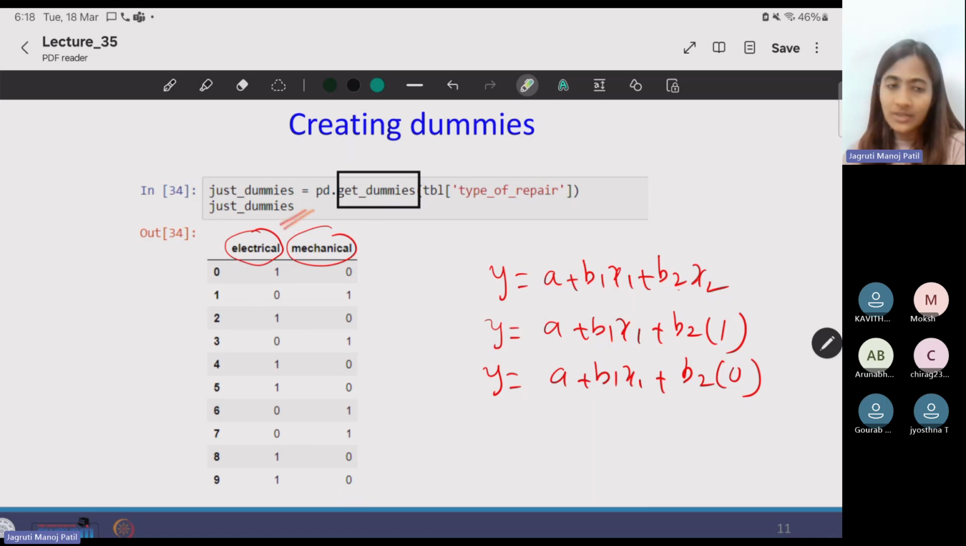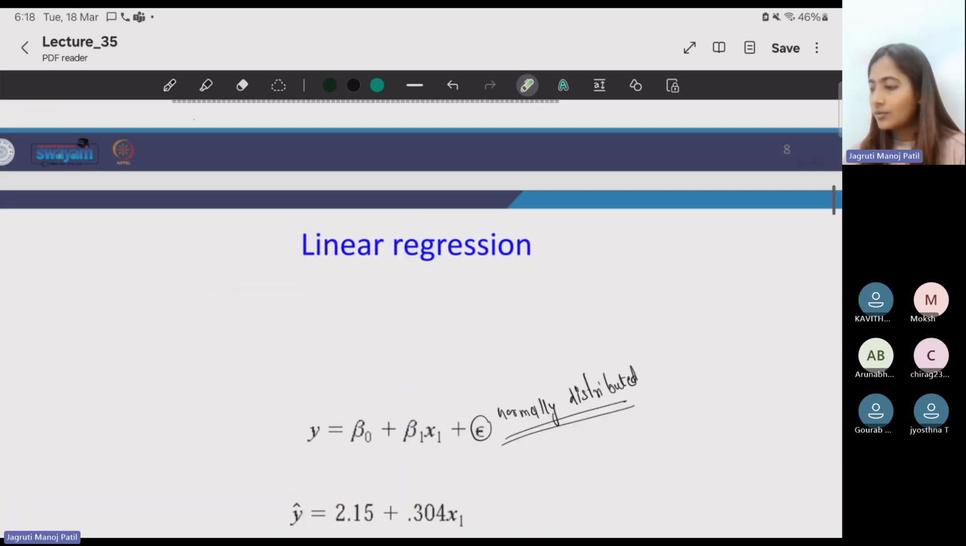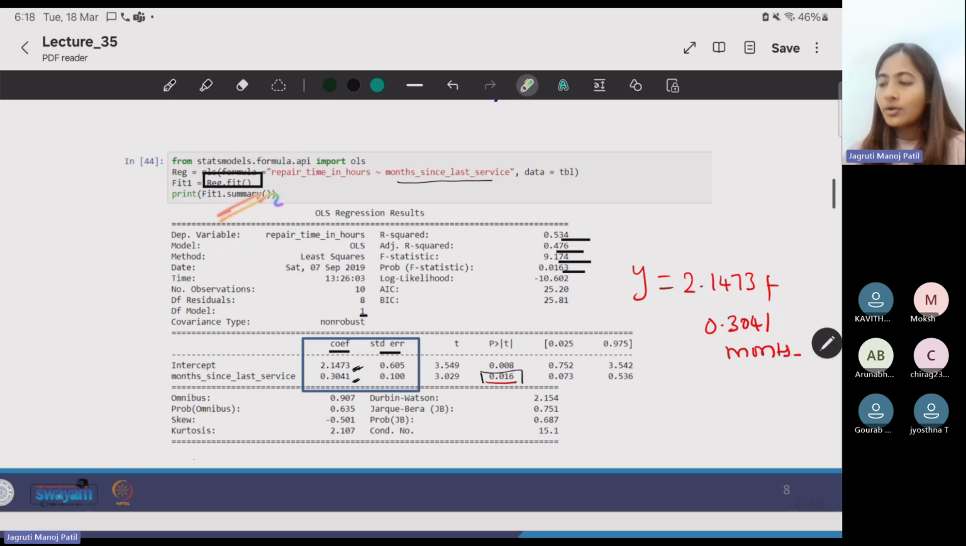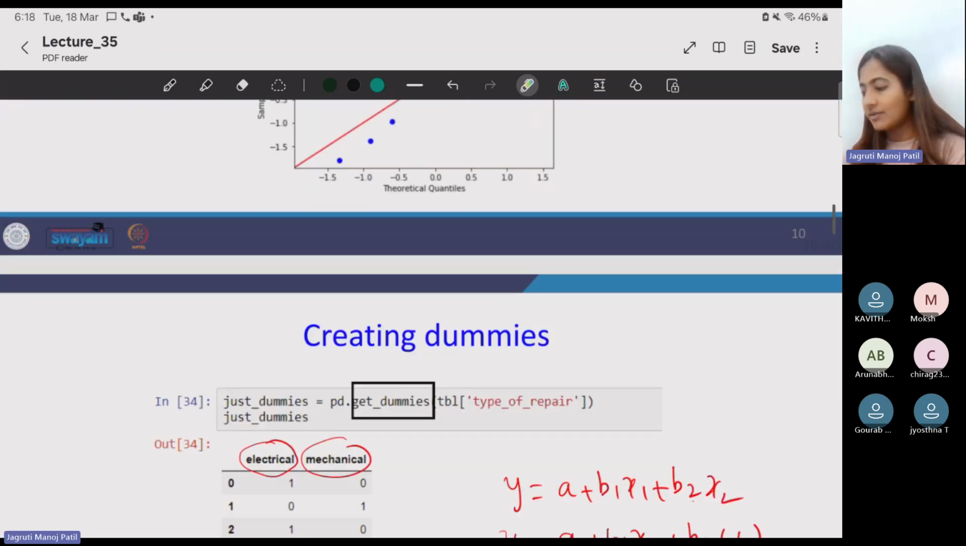Now we'll just print those dummies. When we want to do this regression fitting, like the summary model we did before, we'll drop one variable and do the analysis for that. It will help us analyze our data, how it is falling for the electrical repairs and how it is falling for the mechanical repairs. Analyzing both of them together does not make sense, so let's look at them separately and do their analysis separately. Those are the dummy variables we have defined here.